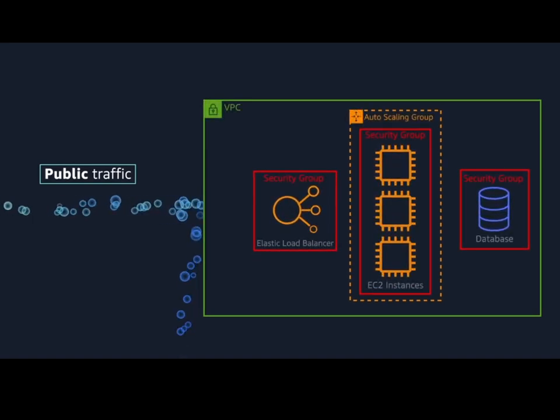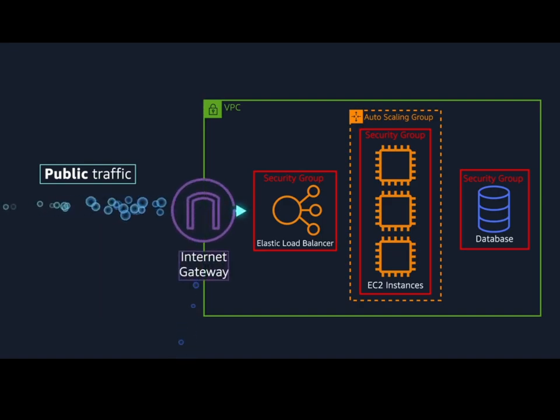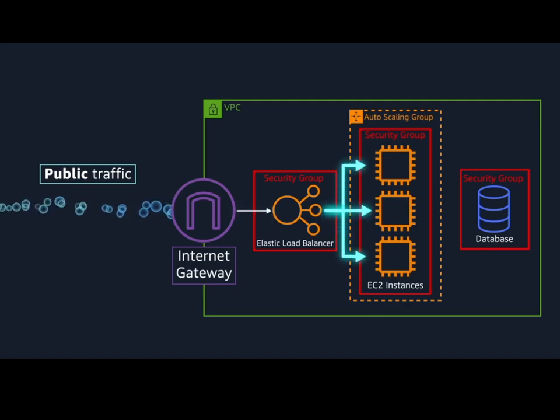First, let's talk about public-facing resources. In order to allow traffic from the public internet to flow into and out of your VPC, you must attach what is called an Internet Gateway, or IGW, to your VPC. An Internet Gateway is like a doorway that is open to the public.